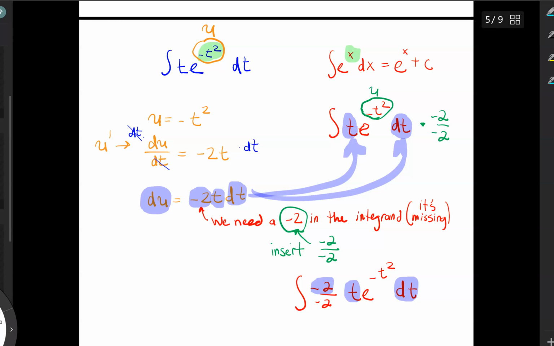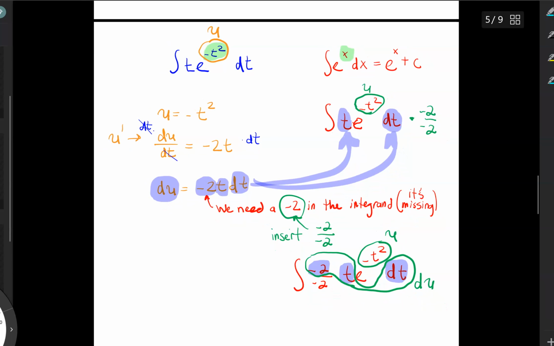So let's think about what's happening here. This exponent was my u, and now this -2, this t, and this dt, maybe I should loop them like this. This -2, this t, and this dt, that's all going to become my du. And I still have this thing here, but can't we just pull out a constant? Yeah, we can. Just make sure, since you're pulling it out and it's in the denominator, just keep it in the denominator.